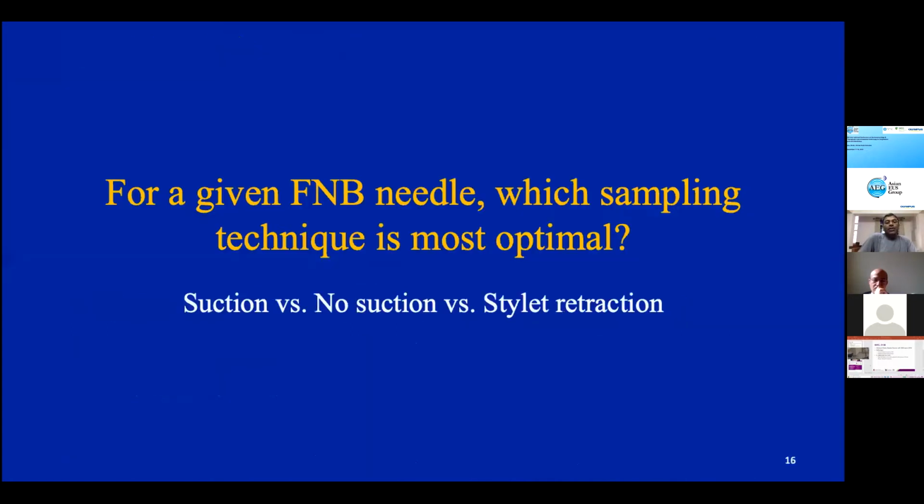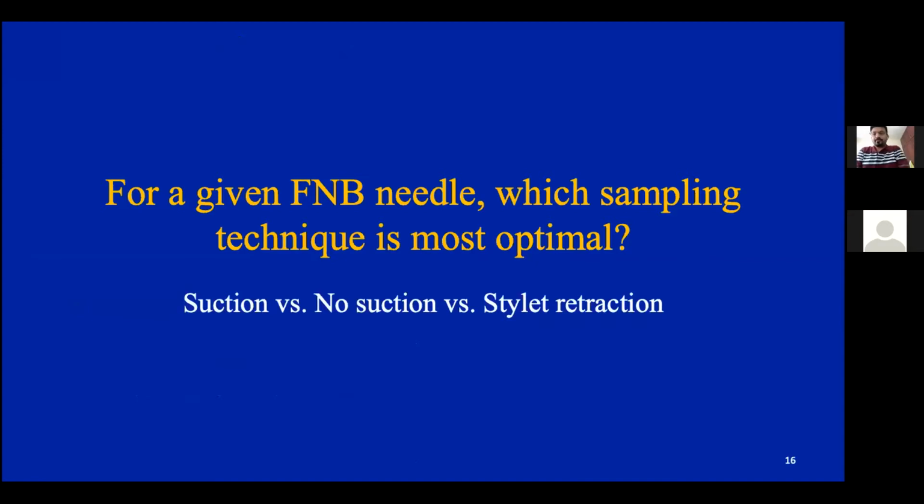So this randomized trial was conducted to answer this question. In addition to that, for a given FNB needle, we have multiple techniques. You use suction, some people use no suction, some people use stylet retraction. There's something called the wet suction technique, which is not very popular. So we thought, in addition to choosing the needle, let's randomize the patients to these 3 techniques so that we can marry the needle with a particular technique. Maybe the Franseen needle might be good with no suction. Maybe the 4-tip will be good with stylet retraction and so on.